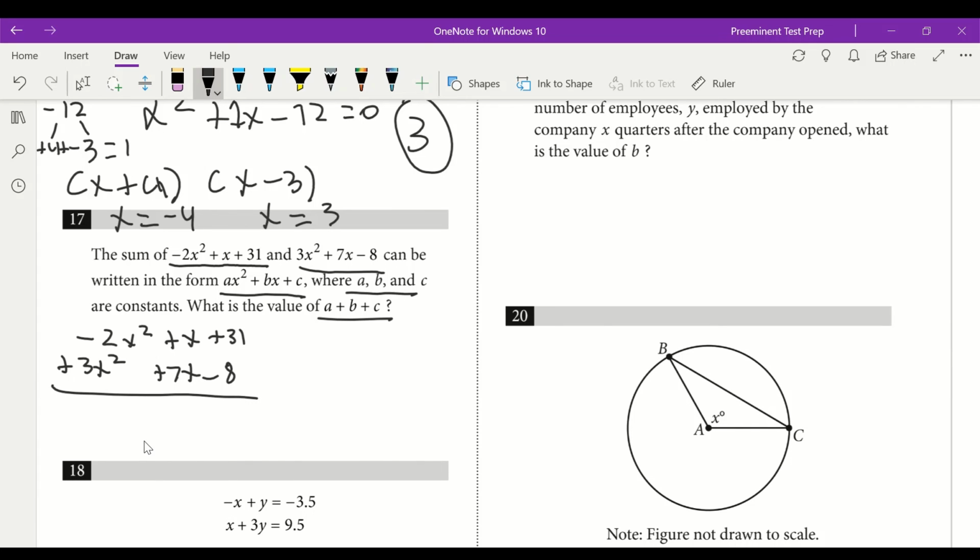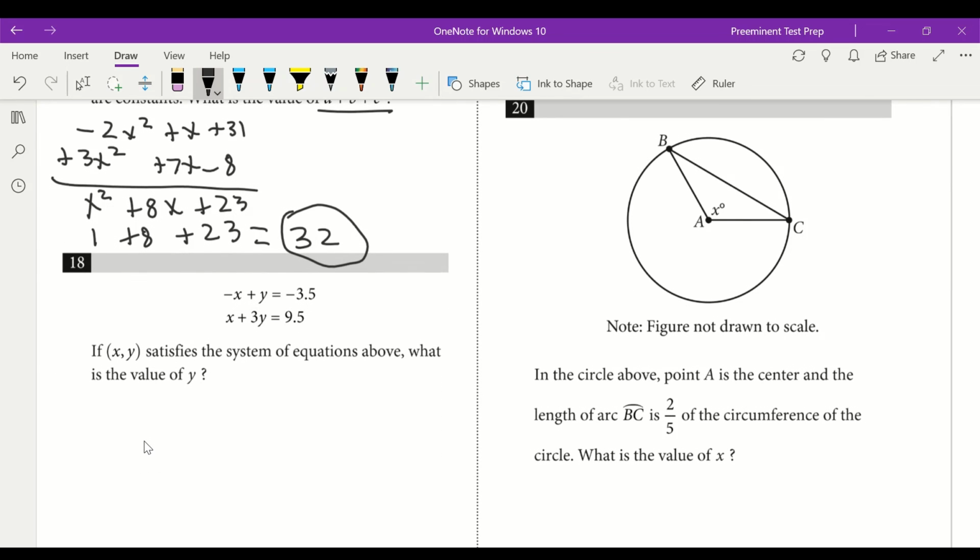Now I go ahead and add them. Well, negative 2x squared plus 3x squared leaves me with only x squared. And then I have x plus 7x, which gives me plus 8x. And then I have 31 minus 8, which gives me plus 23. Alright, now I've got a. My a value is 1. My b value is 8. And my c value is 23. I know that 1 plus 8 is 9, and I know that 9 plus 23 is 32. So 32 is my answer.